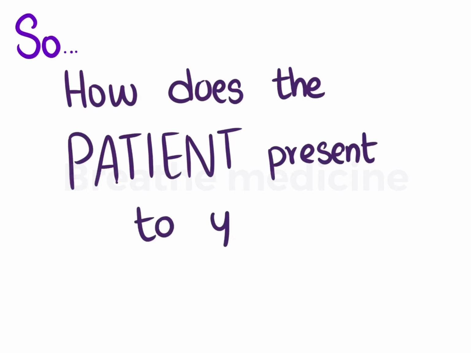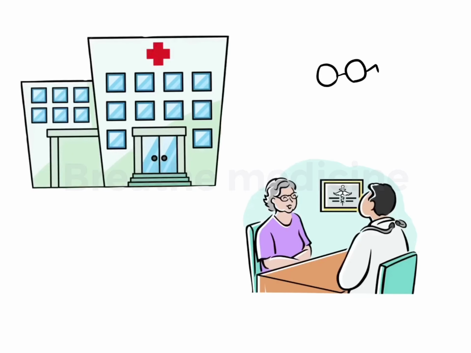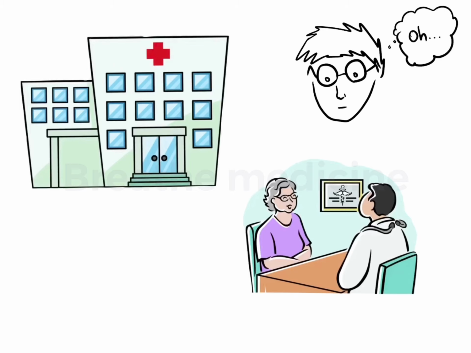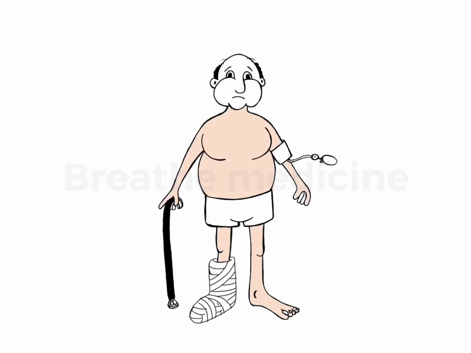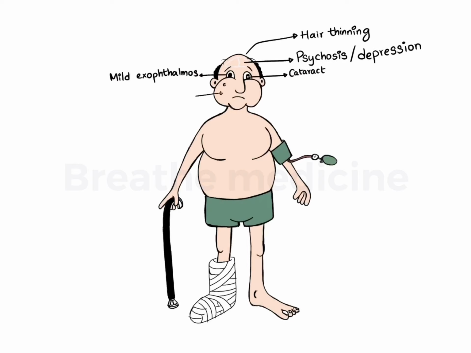So how does the patient present to you? As soon as the patient walks into your clinic, just with observation, you can easily identify the patient as a suspect of Cushing syndrome. We'll see the clinical features from head to toe, so it will be easier for us to remember. If you observe the patient's hair, it will be thin and sparse. Patient may show features of psychosis or depression if the brain is involved, and you can easily identify the cataract and mild exophthalmos. Due to involvement of sex steroid action, there will be acne, which is also known as comedones.